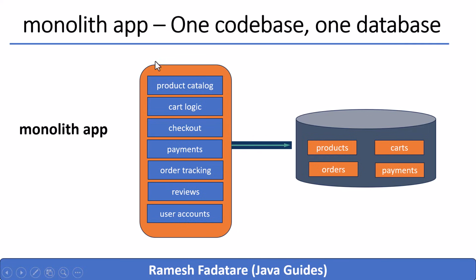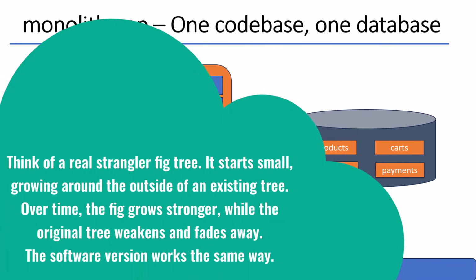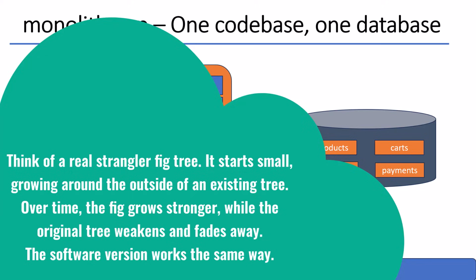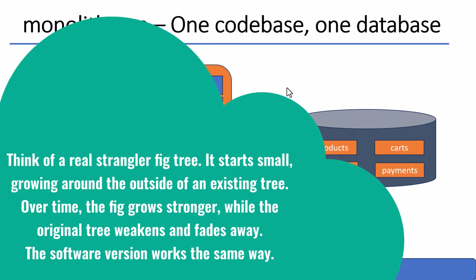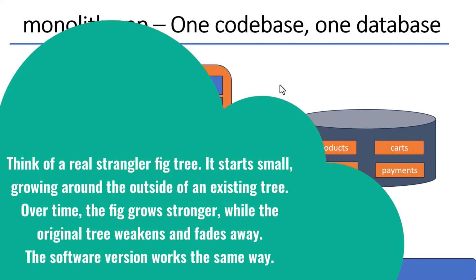That's where the Strangler fig pattern comes in. What is the idea behind Strangler fig pattern? Think of a real Strangler fig tree. It starts small, growing around the outside of an existing tree. Over time, the fig grows stronger, while the original tree weakens and fades away.